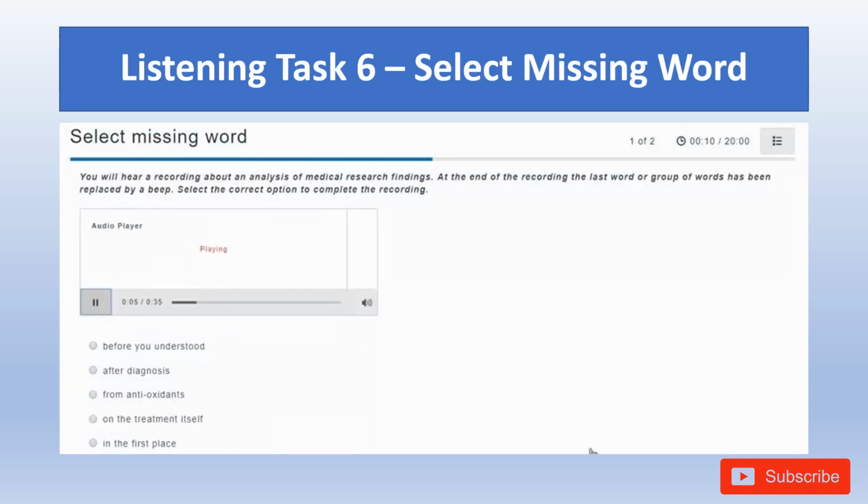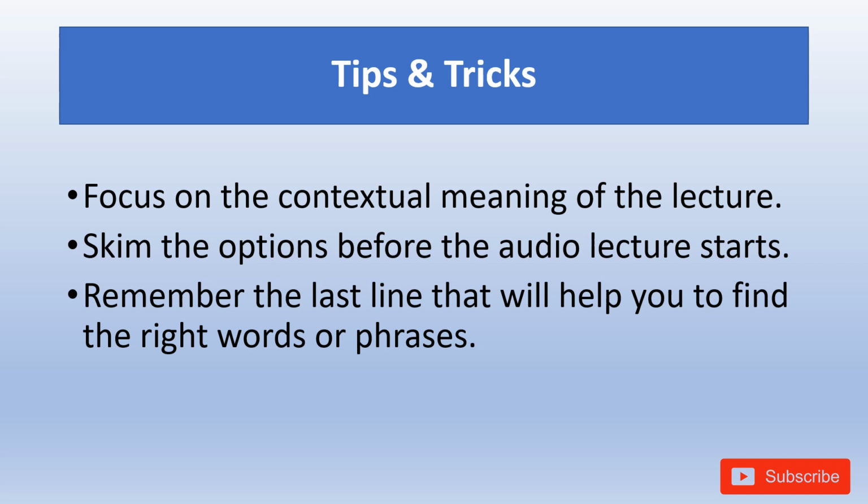The next task is select missing word. Again, not important task. In this task, you will hear an audio and there will be 4 to 5 options. At the end of the audio, there will be a beep sound and you have to select the best relevant option that can replace the beep sound. This task only contributes to listening. There is no negative marking in this task. So tips and tricks for this task are: focus on the contextual meaning of the lecture, skim the options before the audio lecture starts, remember the last line that will help you to find the right words or phrases.